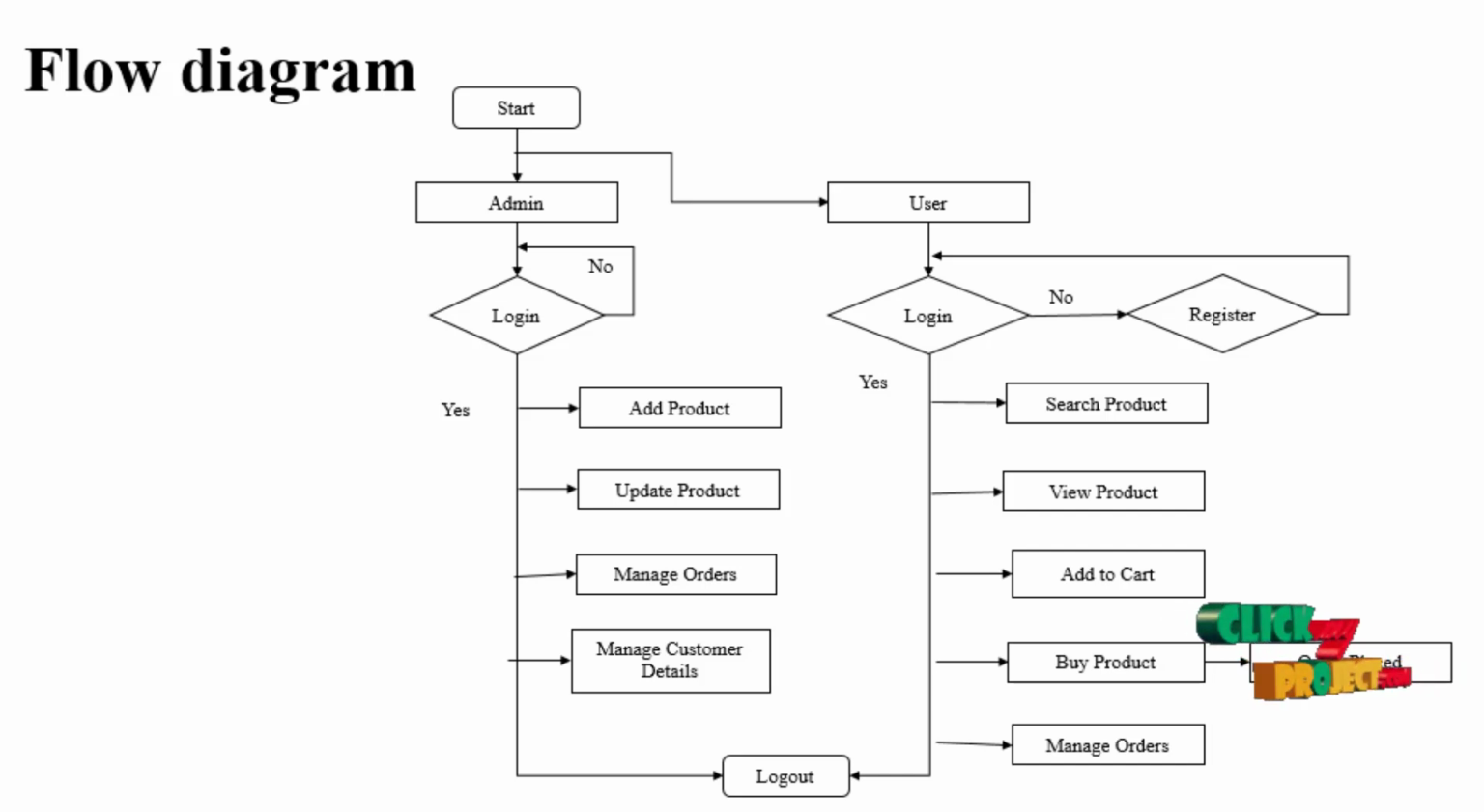In this, they can search for a product by entering the product category or product name. Based on the requirement, the user can add the product to their cart and buy the product. After placing the order, the user can manage their order information. After completing the process, the user can log out.